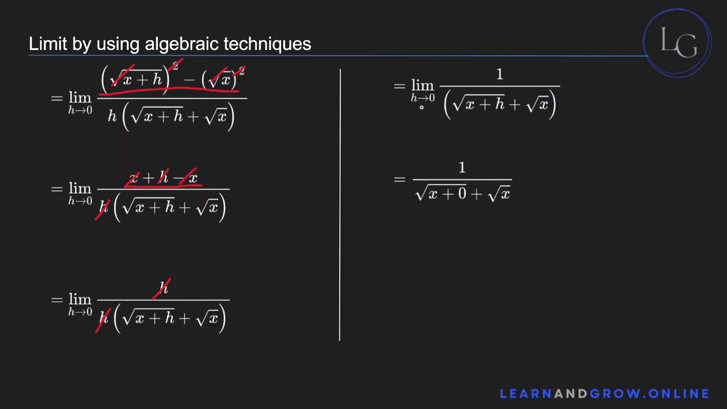Now when you apply the limit of h approaches 0, you're left with this. This is equal to 1 over 2 into under root x, which is not equal to 0 by 0. So you found the true limit of this function by using the algebraic conjugate.